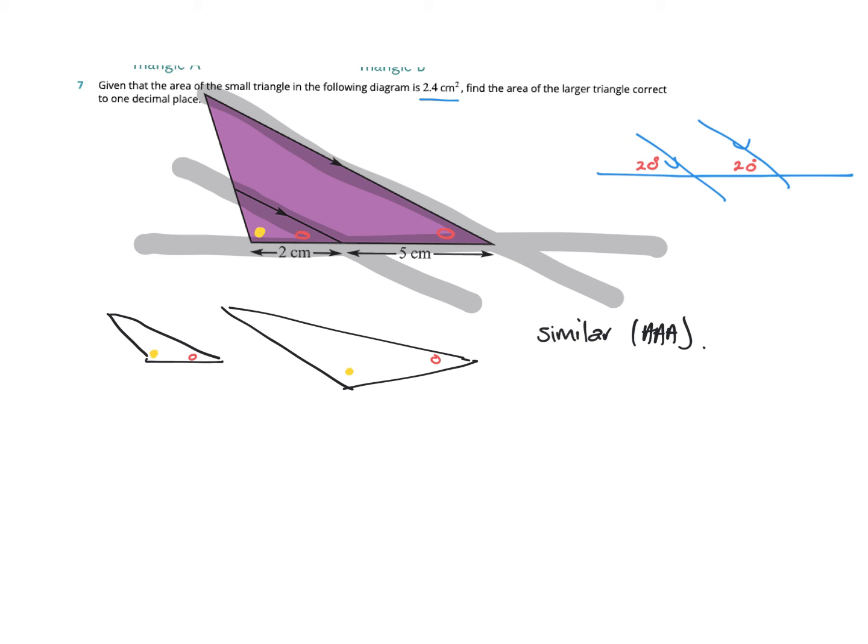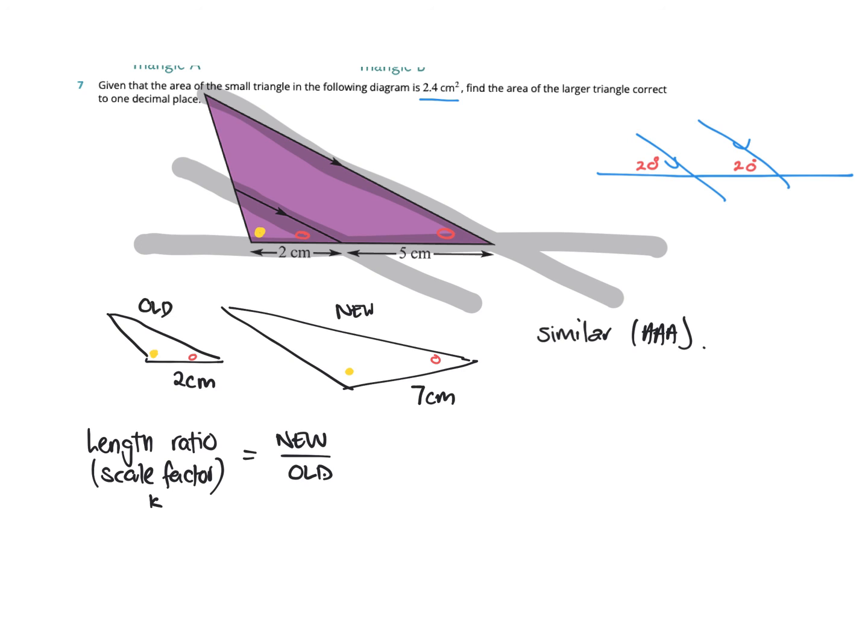Now we know they're similar, it means we can use the scale factor and the ratio. We know the bigger one is 7 and the little one is 2. I'm going to use that to find my length ratio or scale factor, which we said was the letter K. We took new image over old, so I'll call the big one the new one and the little one the old one.